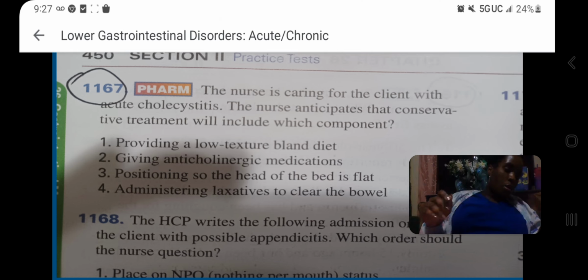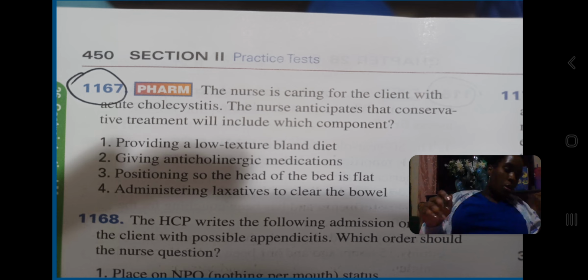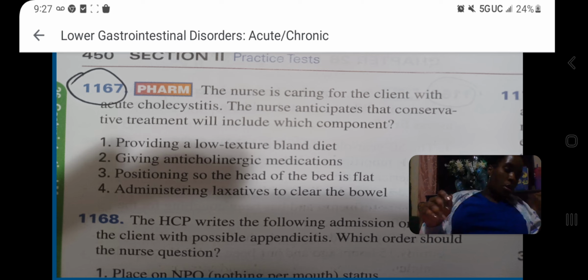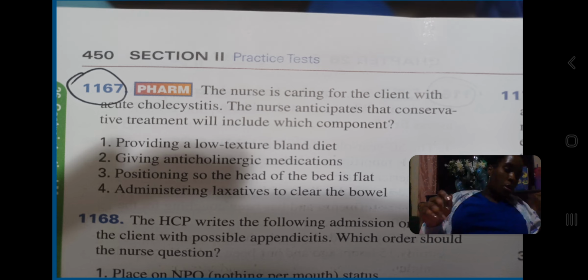The nurse is caring for the client with acute cholecystitis. The nurse anticipates that conservative treatment will include which component? We're going to save it. 1, providing a low-texture bland diet. 2, giving anticholinergic medications. 3, positioning so the head of the bed is flat. 4, administering laxatives to clear the bowel.